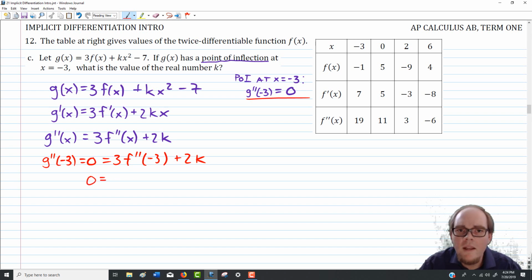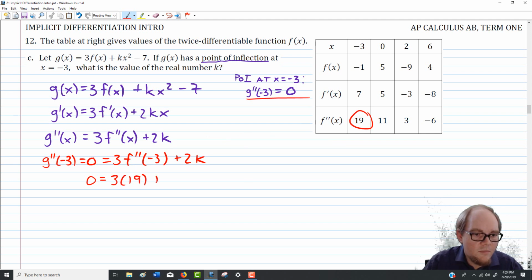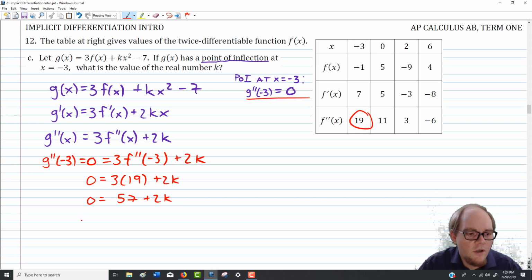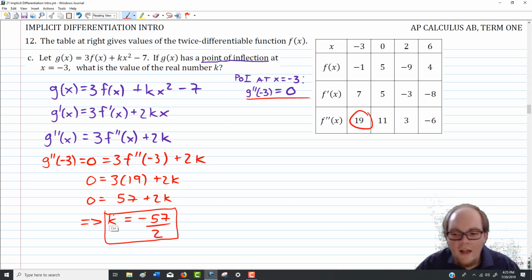So simplifying and plugging in some information, f double prime of negative 3, it says right here is 19. This is 3 times 19 plus 2k, and we know that sum has to equal 0. Well, 3 times 19 is 57, and 57 plus 2k has to equal 0. And without further ado, that means k is going to be equal to negative 57 over 2. And I'm going to slide through that algebraic step just a little bit to save a little bit of time, because there's a chance for me to actually finish this before I have to leave.